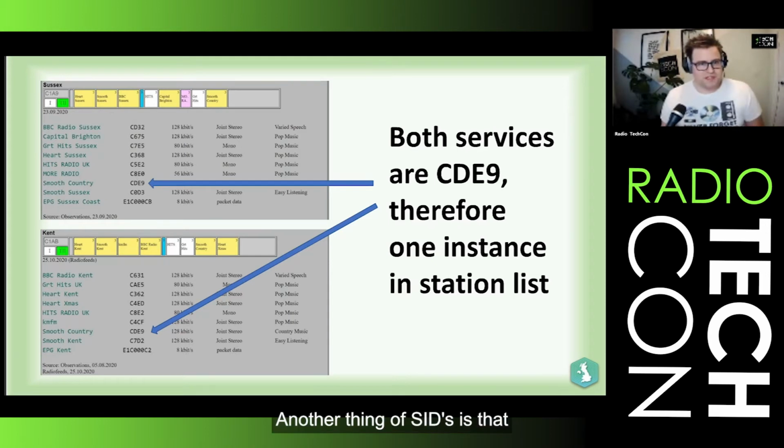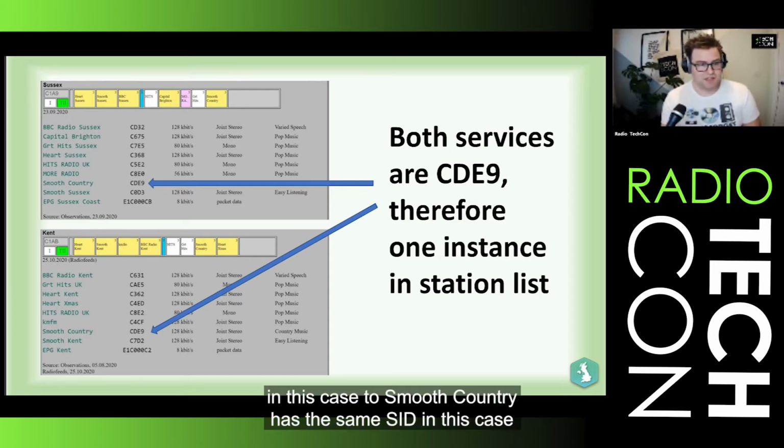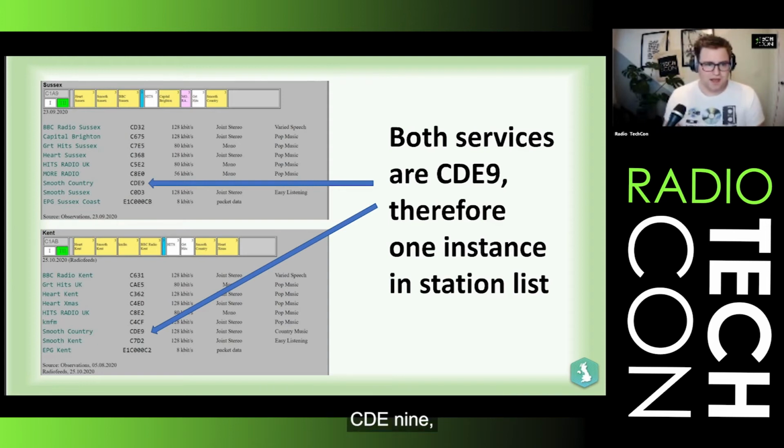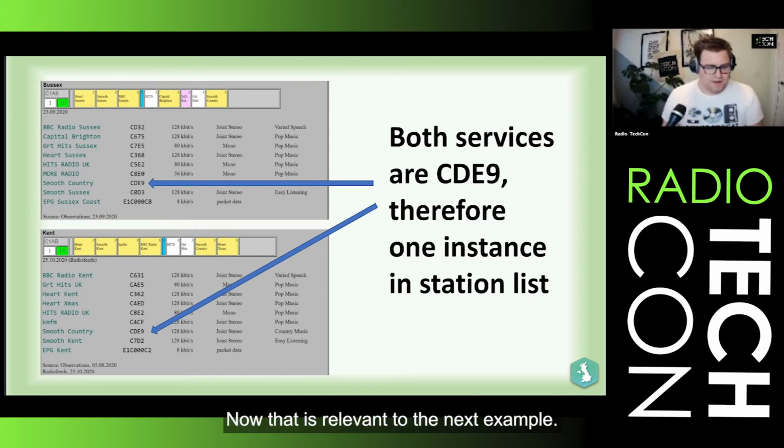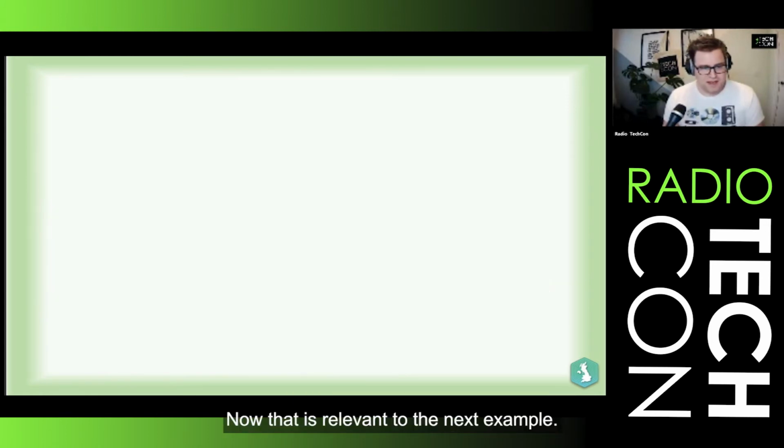So the listener just has one version of Chris Country in their station list. Another thing with SIDs is how radios are designed to work: where you have two multiplexes, and the service, in this case Smooth Country, has the same SID, in this case CDE9, there's only one instance in the station list. Now that is relevant to the next example.